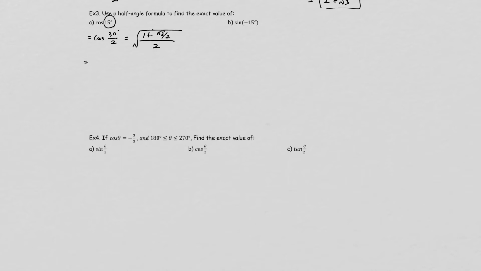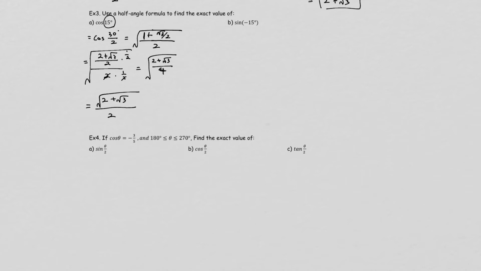So when you change this 1 into 2 over 2, you get 2 plus square root of 3 over 2 over 2. Multiply by 1/2, right? To get rid of complex fractions, you get 2 plus square root of 3 over 4 inside of positive square roots. And this can come outside of the square roots. That is the value of cosine 15 degree.